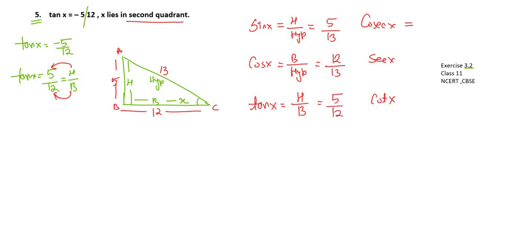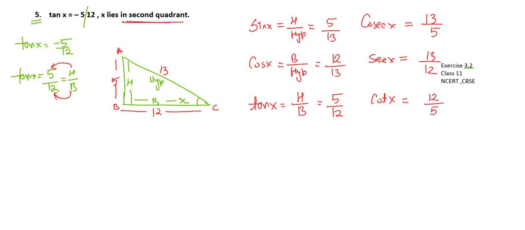Cosec is the reciprocal of sine, we know that, so it will be 13 by 5. Sec is the reciprocal of cos, so 13 by 12. Cot is the reverse of tan, so 12 by 5.